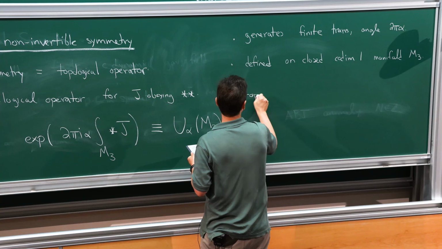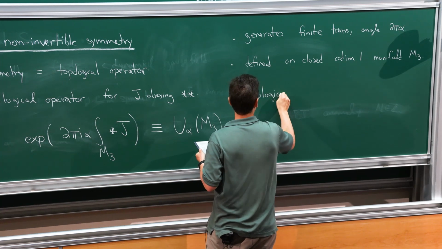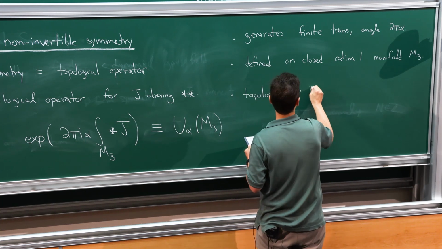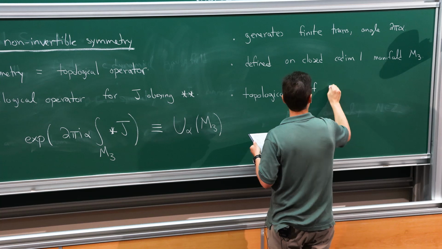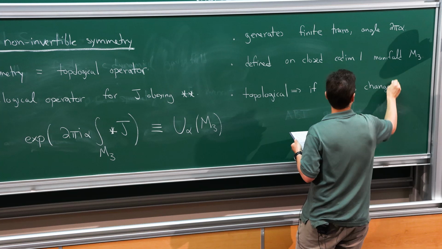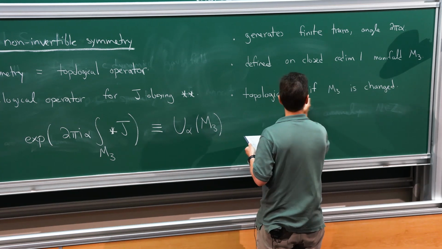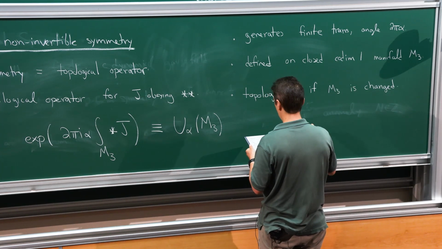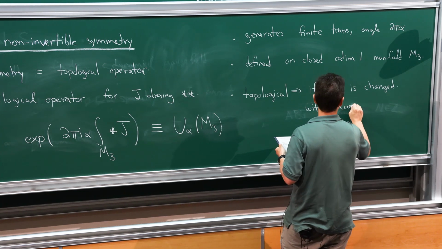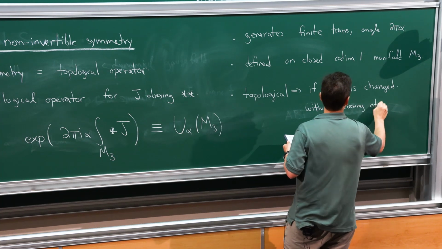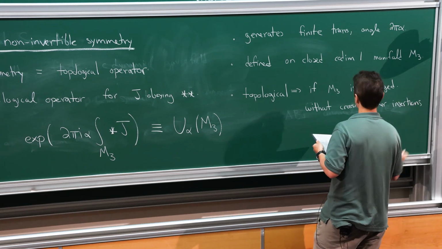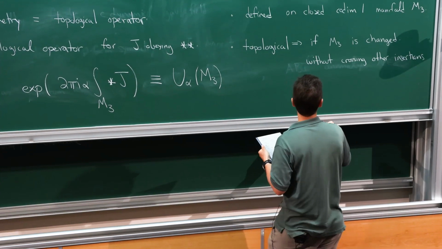It is topological for any alpha. What does topological mean? It means that if M3 is wiggled, is changed continuously without crossing other operators, then the correlators are unmodified.